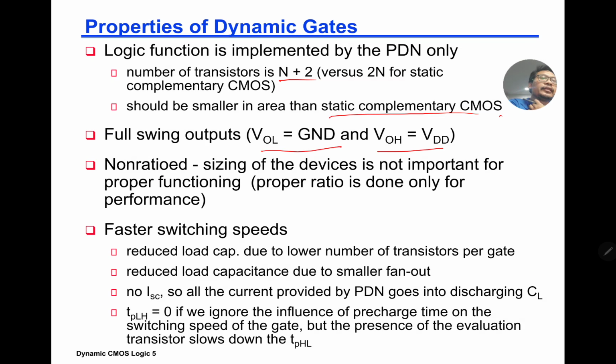And faster switching speed, especially during the pre-charge. During pre-charge, it is charged just through the PMOS, and if the evaluation stage doesn't change, then basically you have propagation delay equal to 0. Reduced load capacitance due to the lower number of transistors per gate and smaller fan out. No short circuit current, so all current provided by the PDN goes into discharging the CL. tPLH is 0, this is the key thing here.